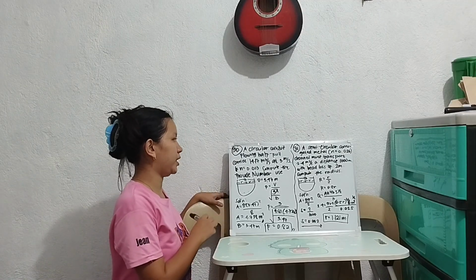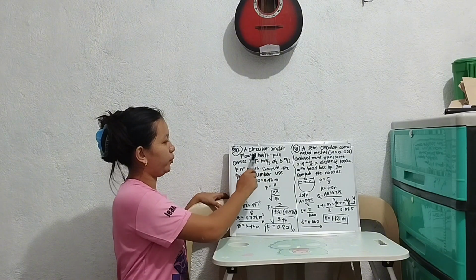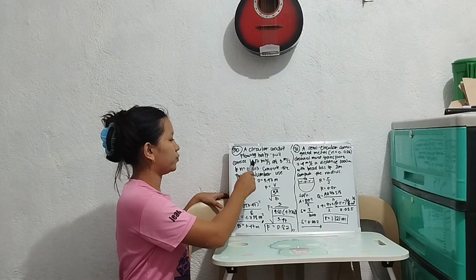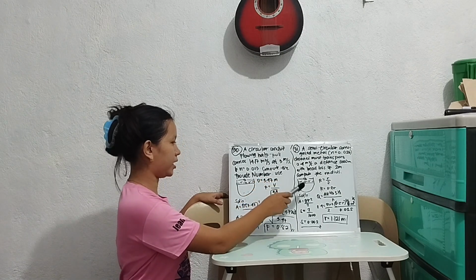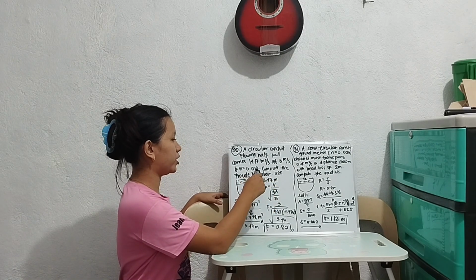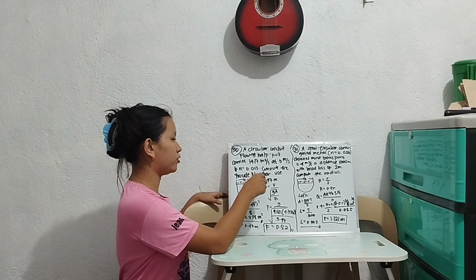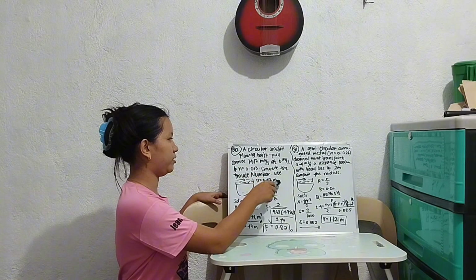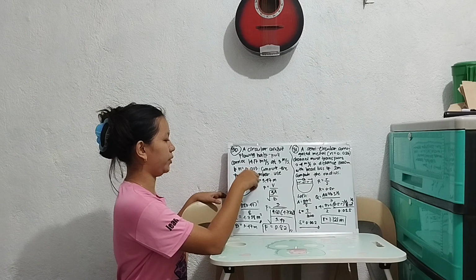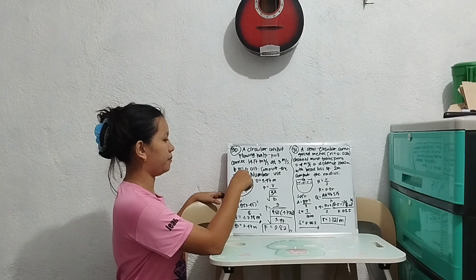So for number 30, a circular conduit flowing half full carries 14.17 cubic meters per second at 3 meters per second. If n equals 0.013, compute the Froude number, then use D equal to 3.47 meters. So this is the circular conduit. We have the radius and the B.